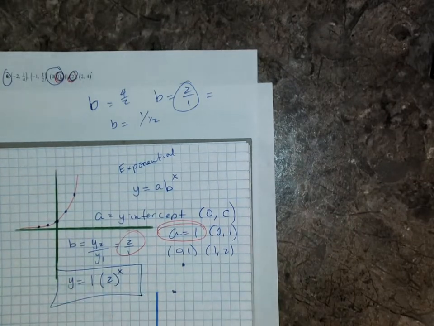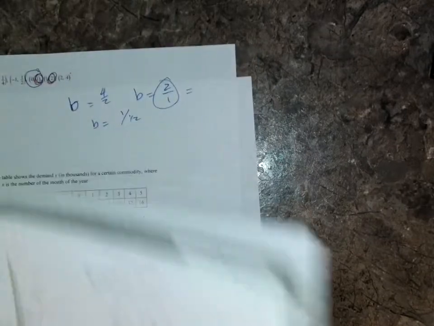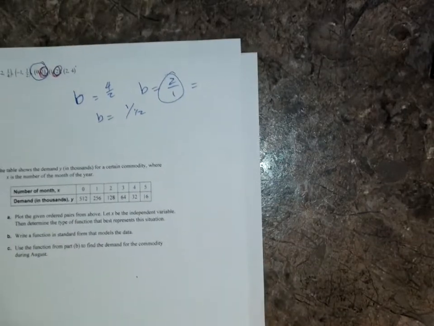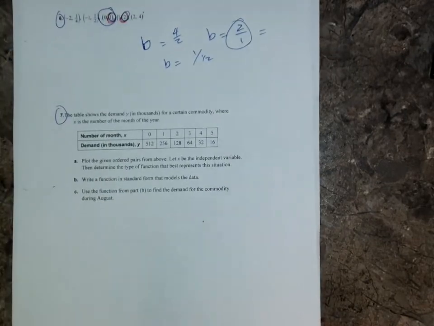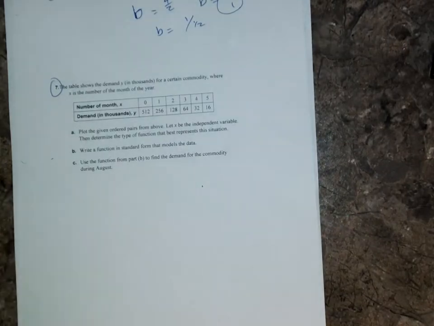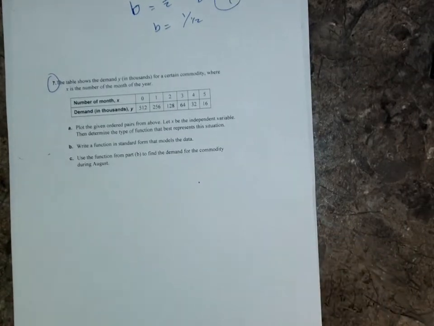Okay? Now, last but not least, I have a story problem. Let's take a look at the story problem. Okay, number 7. The table shows the demand of a certain commodity where X is the number of months of the year. Okay, so, commodity, it could be just something you would buy. So let's take a look at this one. Let's see if we can do it.